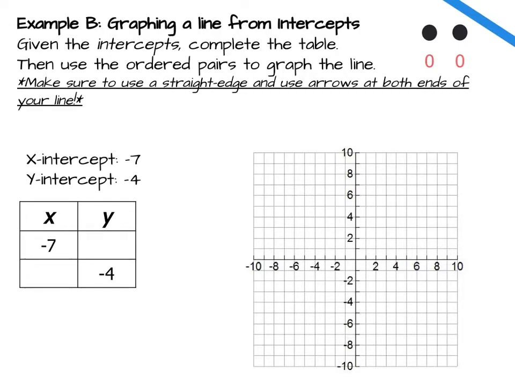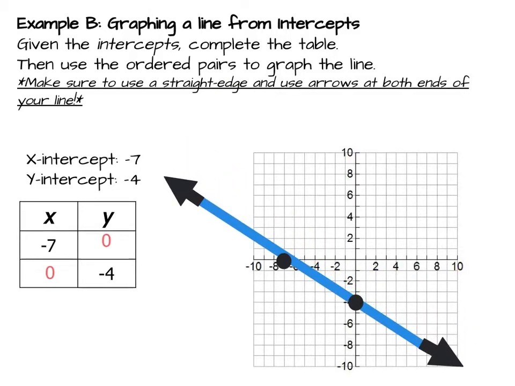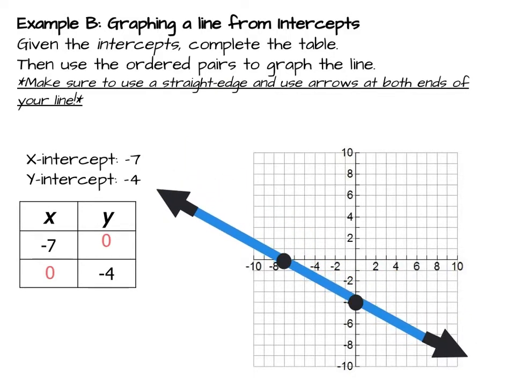In this example, the x-intercept is -7, so again, our y value is 0. And when the y-intercept is -4, x is going to be equal to 0. So now that we've completed the table again, we're going to use those ordered pairs to graph our points. So our first point is at -7, 0. And our second ordered pair is 0, -4. Now that I've plotted my points on the graph, again, I'm going to use the straight edge and connect the two dots together. And there's our linear equation from the intercepts.